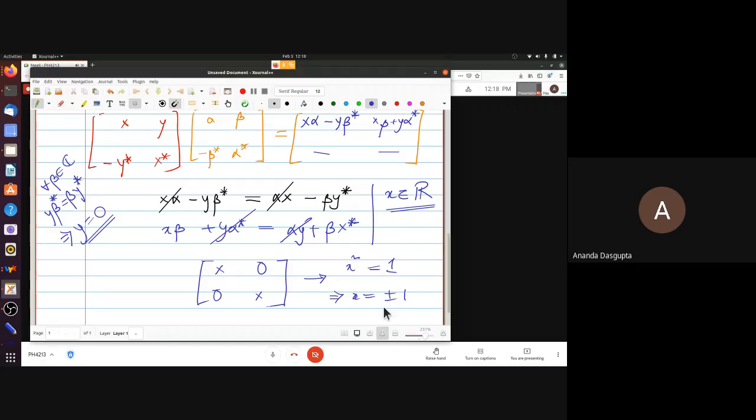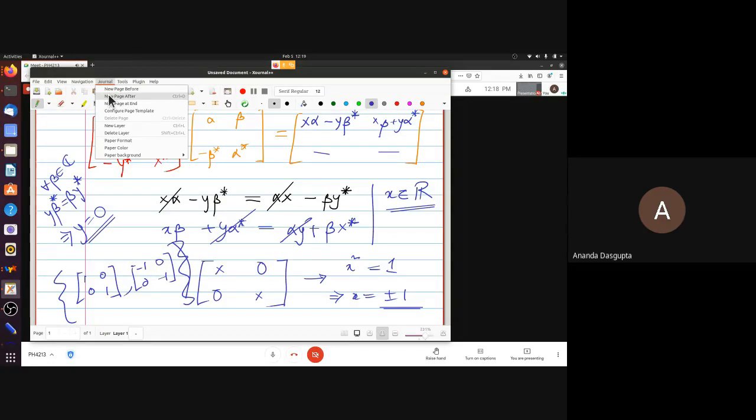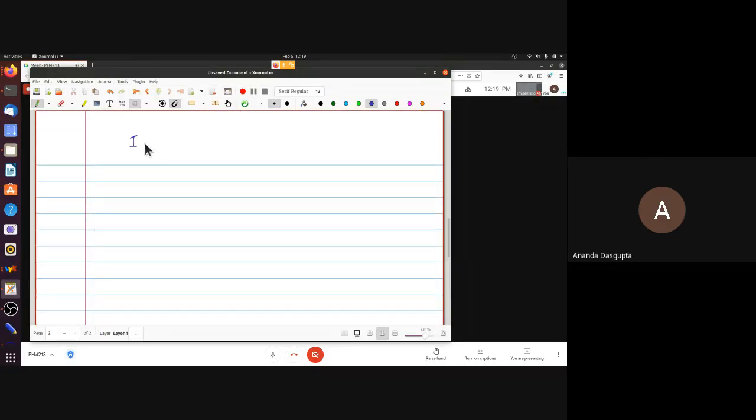So basically, these are the two matrices which together make up the center of the group SU2. The only SU2 matrices which commute with all SU2 matrices are the identity and the negative identity. That's it. Now, you should immediately be able to tell that the identity and minus identity together form a group.